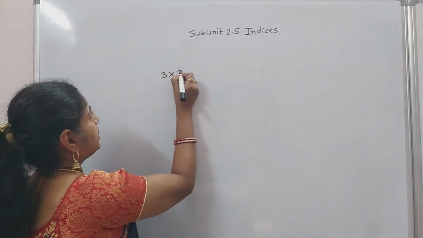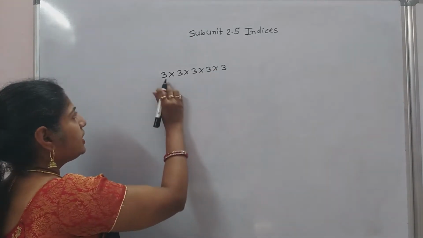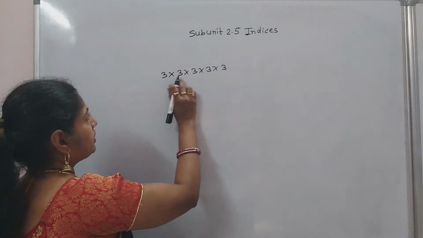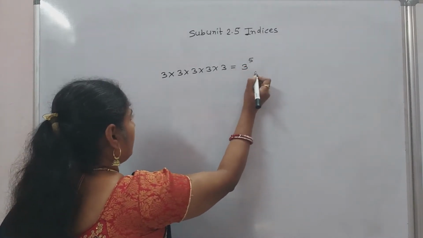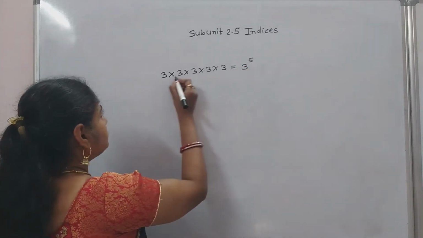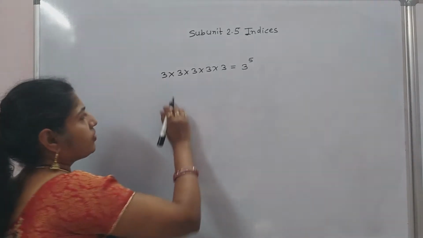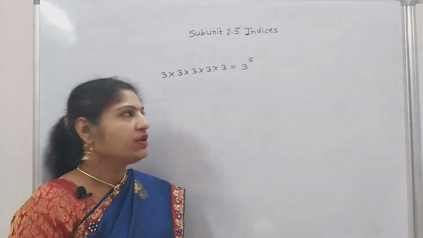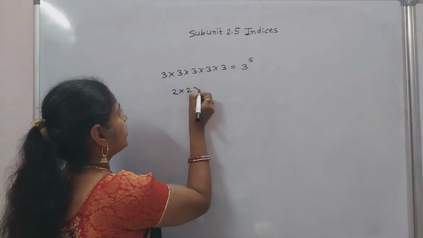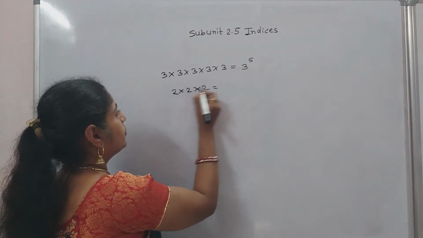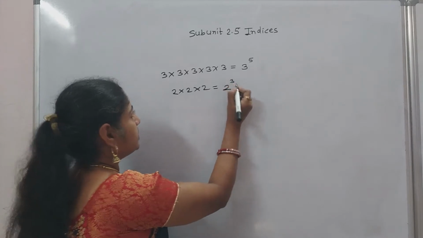3 into 3 into 3 into 3 into 3. Multiplication of 3 five times, that is 3 raised to 5. 3 into 3 into 3 into 3 into 3, 5 times the multiplication of the same number. So 3 raised to 5. 2 into 2 into 2, that is multiplication of 2 three times, so 2 raised to 3.